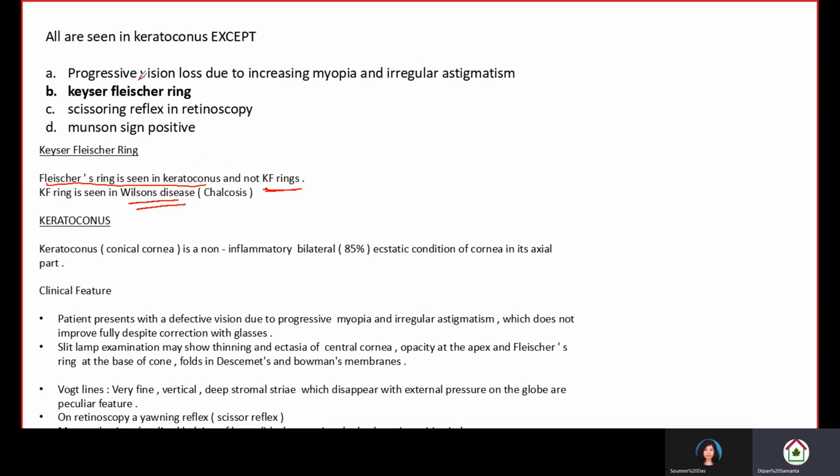So in keratoconus, progressive vision loss due to increasing myopia and irregular astigmatism is present. Scissoring reflex in retinoscopy is present. Munson sign positive is also present, but not KF ring. Instead, only Fleischer ring is present in keratoconus.